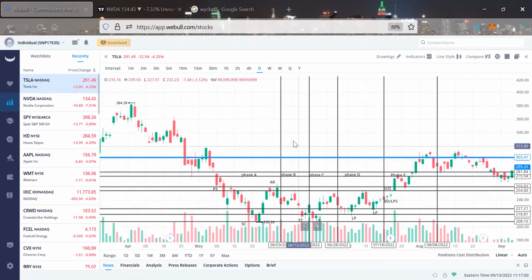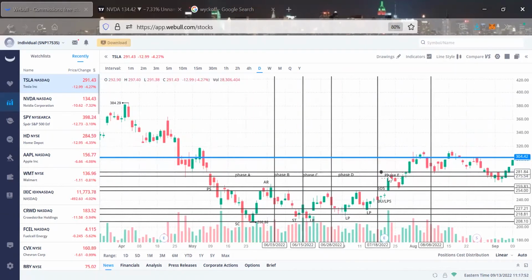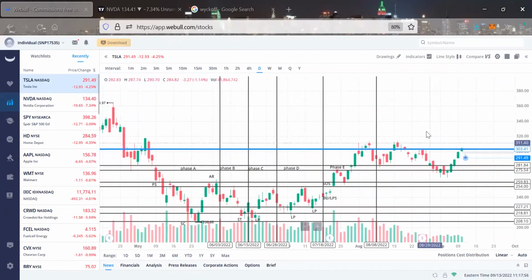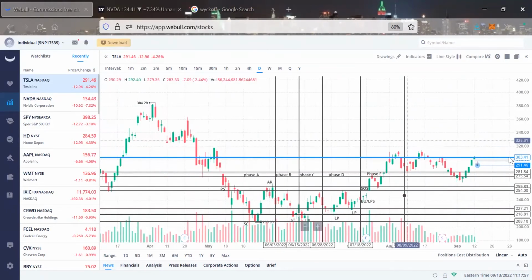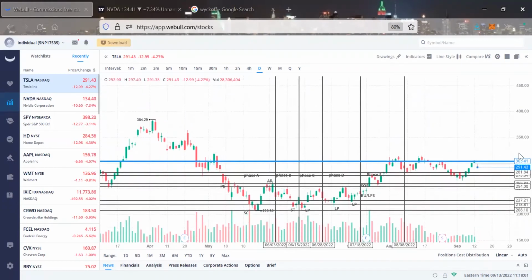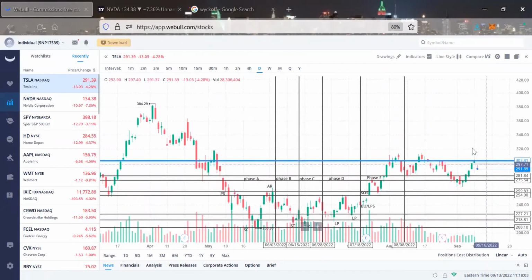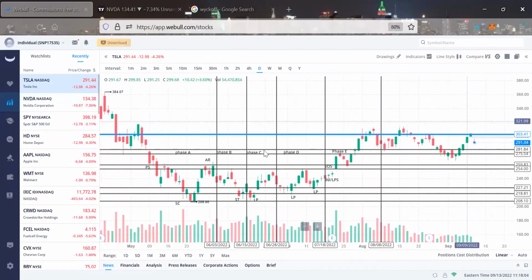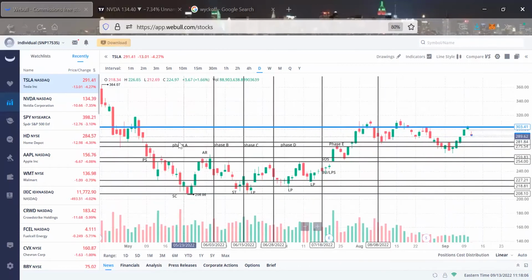So today we have phase A all the way to phase E, right? This is on Tesla. It's a live trade, as you can see. The market is moving, but I labeled everything for us. This is very important. You can try this on anything, right? So right here, we have first the phase, right?